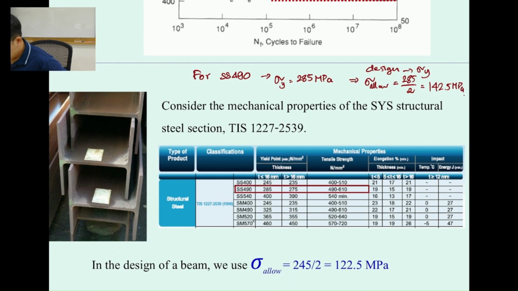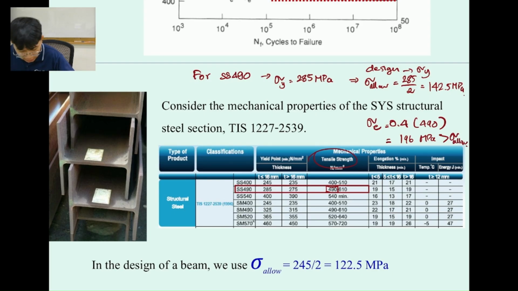And then I know that the endurance limit of the steel, the sigma endurance, is equal to 0.4, a really low one, 0.4 multiplied with the tensile stress. The minimum is 490, so 490 multiplied with 0.4, it's 196 MPa, which means this one is larger than sigma allow. So there will be no fatigue occurring in my beam for the grade of SS490.